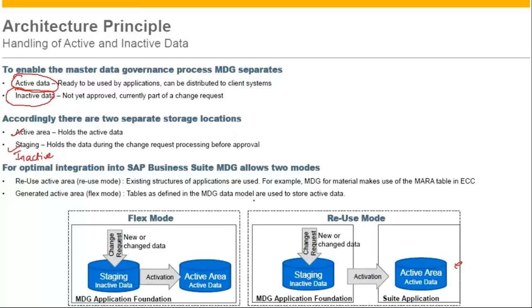Karthik, that means if I create one material 1000 in MDG, after it is approved, it will be stored in ECC, correct? Correct. In flex mode, where will that material 1000 be stored? It will be stored in MDG tables. Okay, not in ECC MARA? Correct. So how does it go to ECC? We need to trigger the data replication framework.